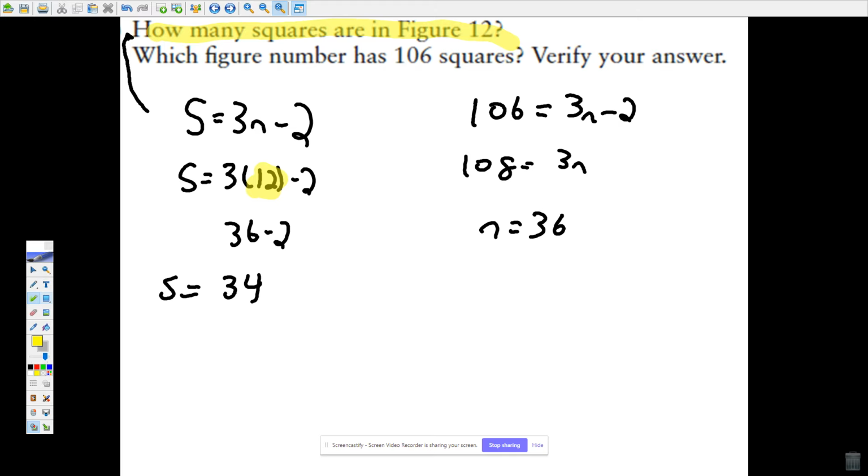The second question asked us, which figure number has 106 squares? So in this case, we put 106 in for S, which is our squares, equals 3n minus 2, and then we simply solve that equation by adding 2 to both sides, dividing by 3, and we get n equals 36. So diagram number 36 has 106 squares. As you can see, having this initial equation is very important because without that, we would not be able to solve the next 2 questions.